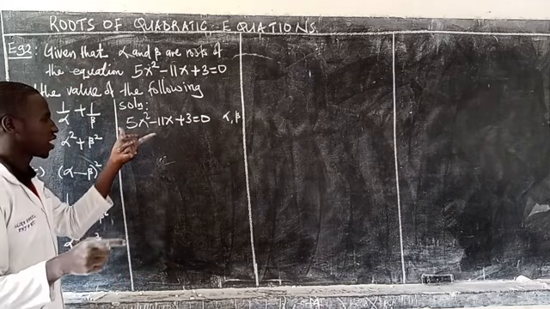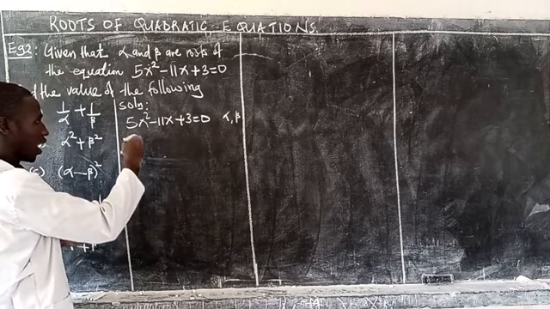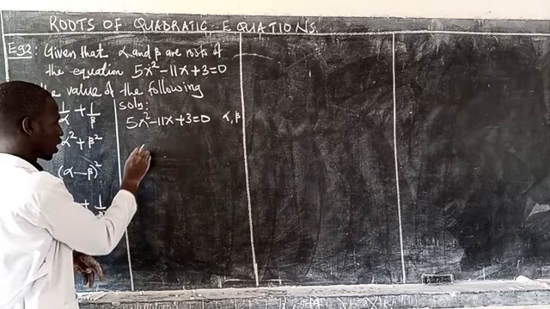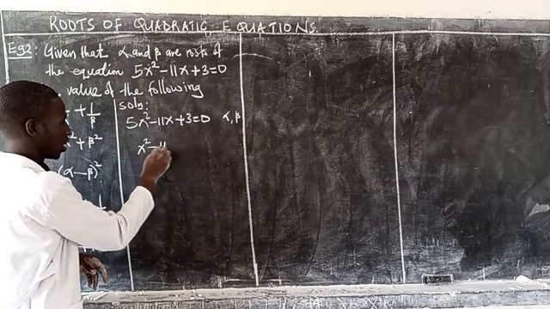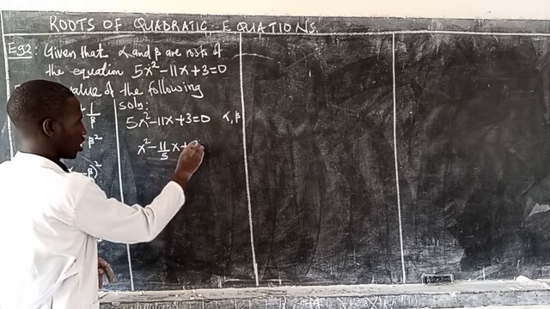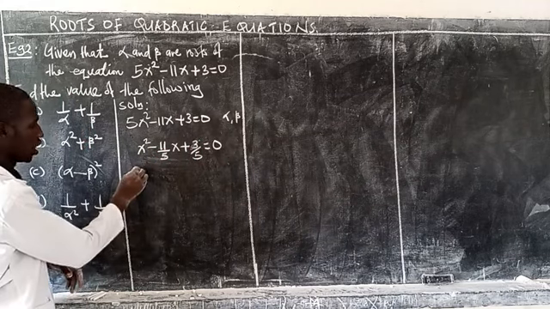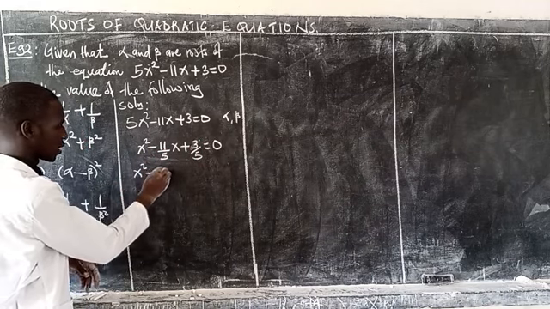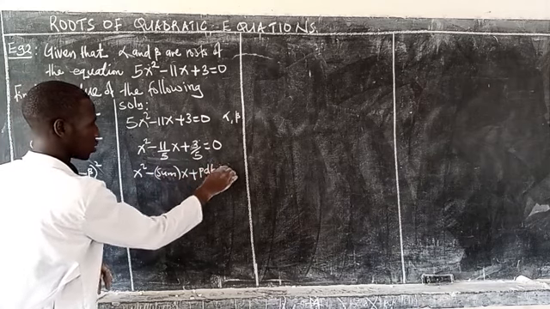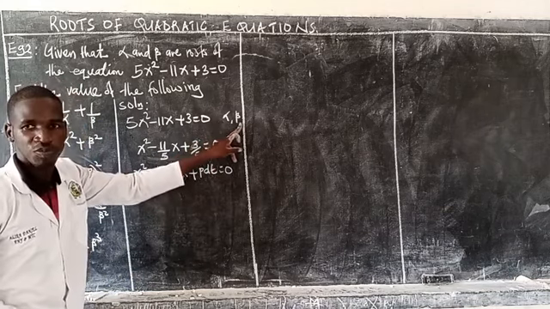So what I do, I first express this expression in terms of the general expression where the coefficient of x squared is 1. So I divide through by 5 so that I get x squared minus 11 out of 5 x plus 3 out of 5 equals 0 out of 5, which is 0. So it's already in the form of x squared minus sum of roots times x plus the product equals 0. The roots are alpha and beta.